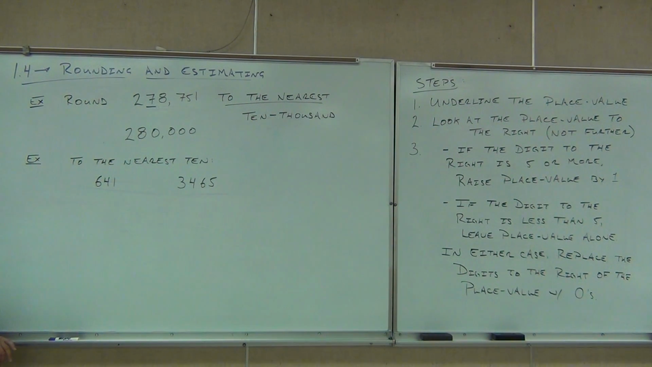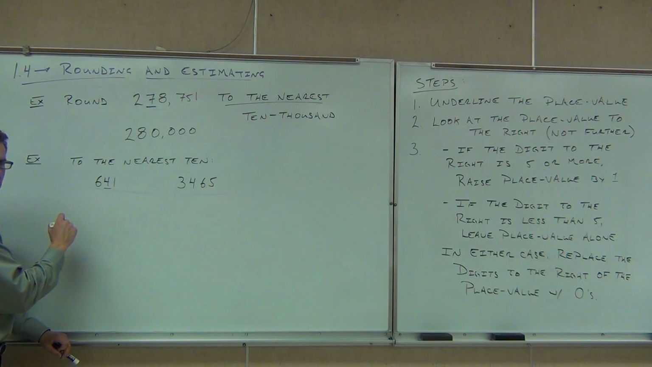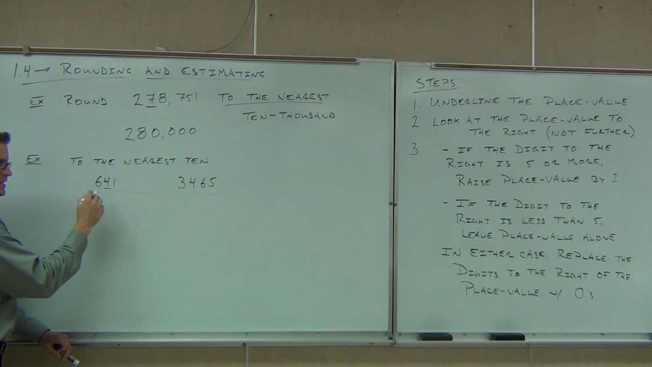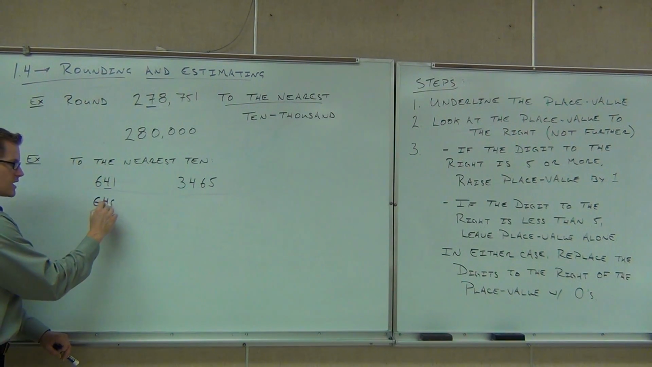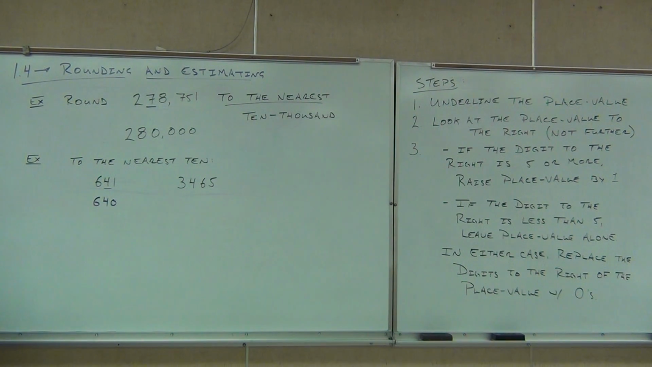So the first thing we're looking for in this number is, where's the nearest 10? What's the place value that's in the 10? What digit are we looking at here? 4. Are we going to leave that 4 alone, or are we going to raise that 4 up? Leave it alone. Why are we going to leave it alone? Because 1's less than 5. So tell me exactly what I need to write. 640. Good. The 6 stays the same. The 4 in this case stays the same. Followed by 0. Perfect. Exactly right.